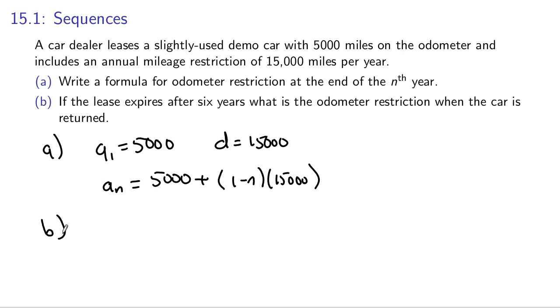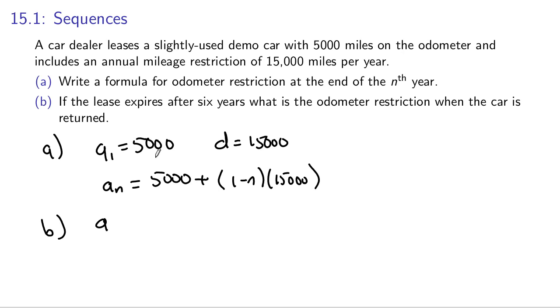B, if the lease expires after 6 years, what is the odometer restriction when the car is returned? Well, this is a little tricky. I messed up a little bit, because 5,000 is the initial number of miles. So 5,000 is more like a sub 0, and we started our indexing at 1, not at 0.